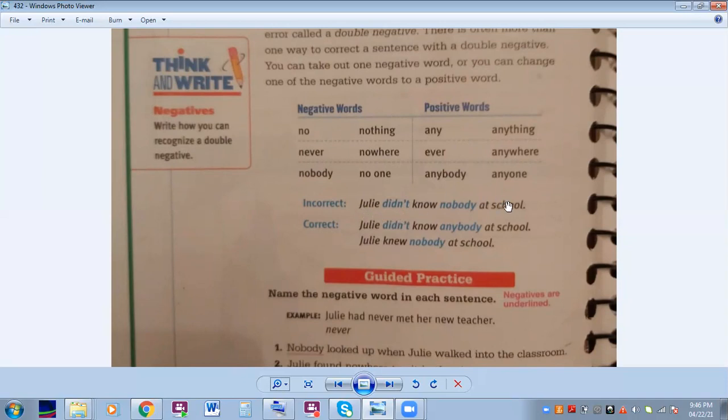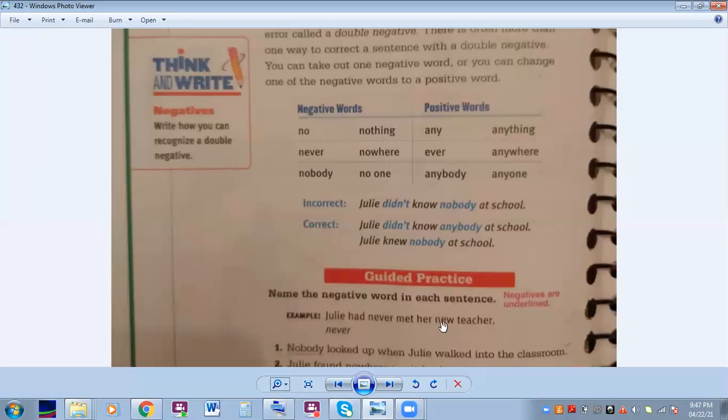So this sentence is incorrect because it has two negatives in it. Julie didn't know nobody at school. Didn't is a negative, nobody is a negative. To correct the sentence, we would have to write, Julie didn't know anybody at school, changing nobody to anybody, from negative to positive. Or we could say Julie knew nobody at school. Okay, also one negative in our sentence. Remember the rule. You cannot have two negatives in a sentence.